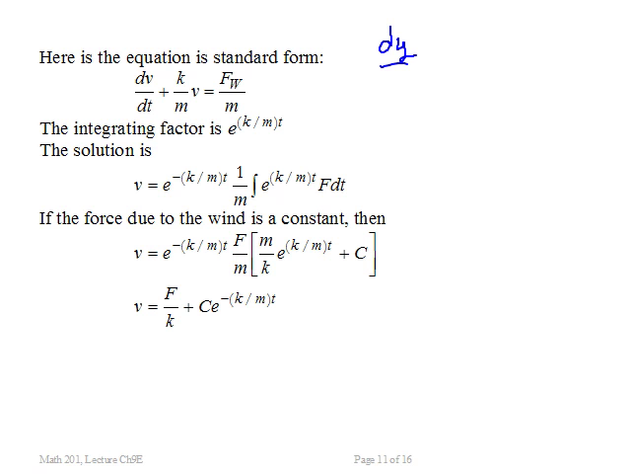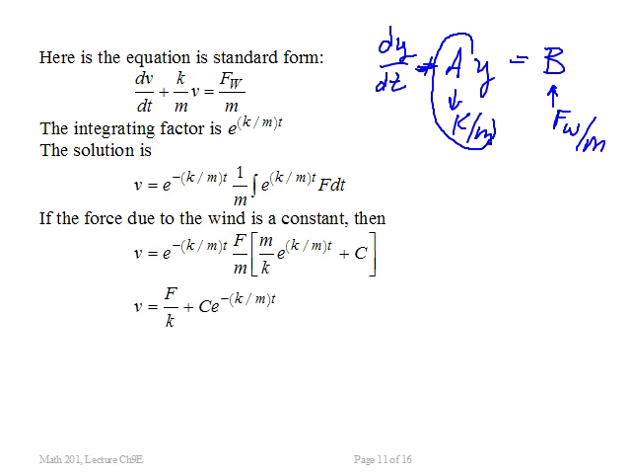dy/dt plus a y equals b, and a and b can depend on time. In this case, a is k over m. We just rearranged the equation to get this. There was no big deal here. And here's the force due to the wind divided by the mass of the sailboat.